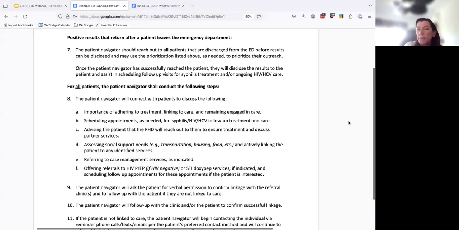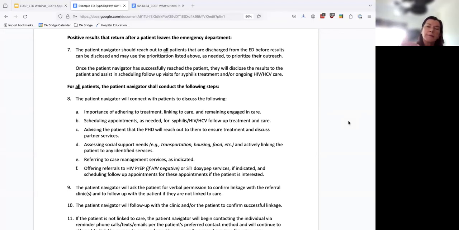Now we're going to talk about if the results actually come back after the patient leaves the emergency department. And again, that is not the goal. The ideal situation is that the results have a turnaround time that means they come back before most patients get discharged from the emergency department. But in this case, the navigator would be reaching out to the patient, and the navigator would communicate those positive results when they reach out to the patient and disclose them.